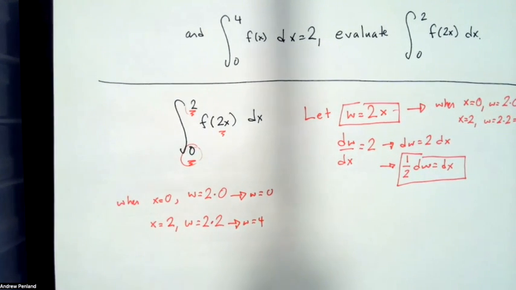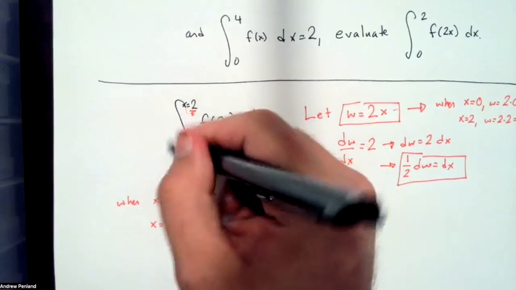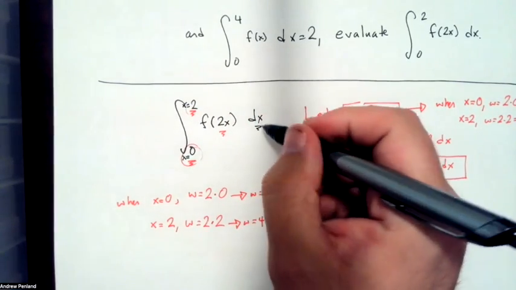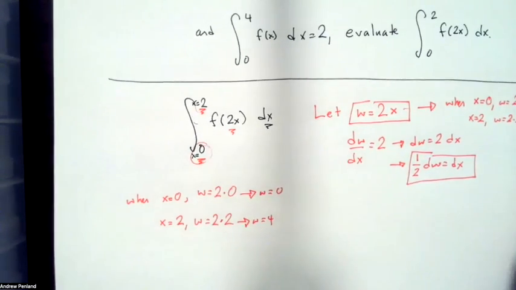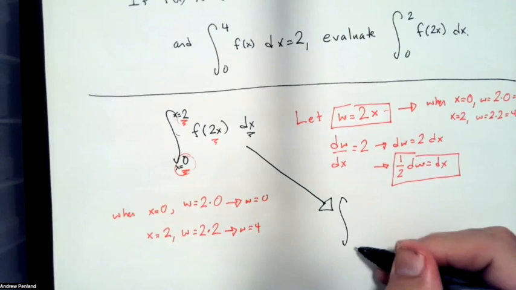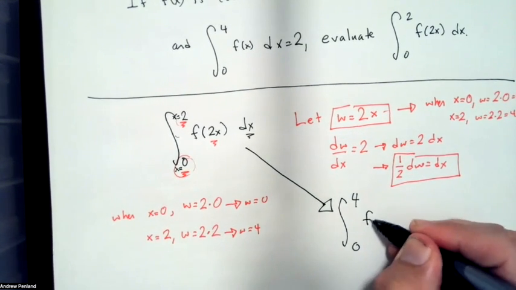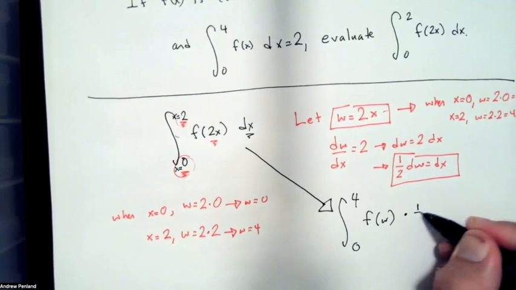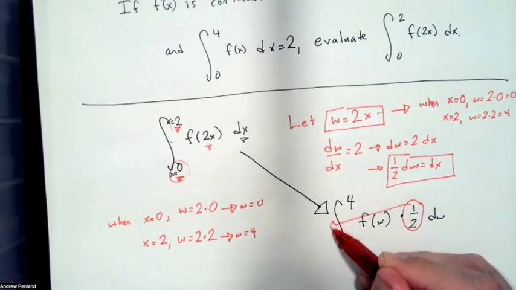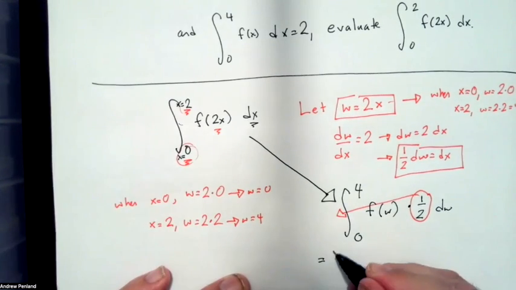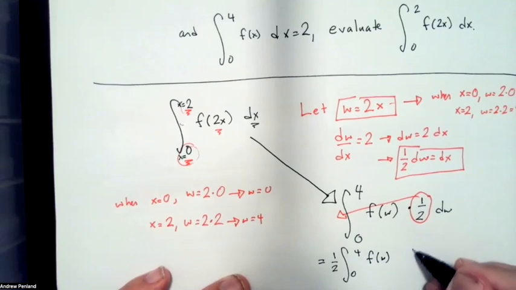You could write x equals 0 to x equals 2 here, but nobody does because it's so much work. But when we change from dx to dw, we can change these bounds as well. Does that make sense? So now we're going to have from 0 to 4, because now we're doing things in terms of w: f of w times 1/2 dw. I can pull this 1/2 in front because it's a constant. Then I have 1/2 times the integral from 0 to 4, f of w dw.